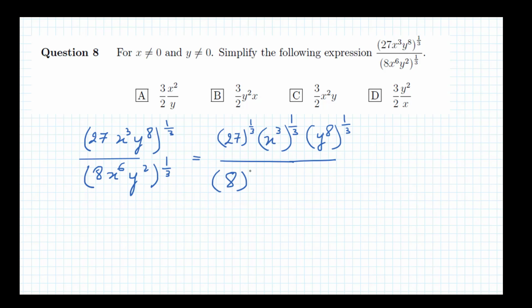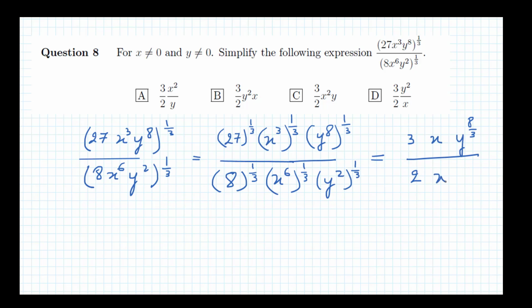We do the same thing for the denominator. So we get 8 to the power of third, x to the 6 to the power of third, and y squared to the power of third. In the second step, we will simplify each expression. So 27 to the power of third is simply the third root of 27, which is equal to 3. X to the 3 to the power of third equals x, and y to the power of 8 to the power of third is y to the power of 8 over 3. We do the same thing for the denominator, and we get 2x squared y to the power of 2/3.